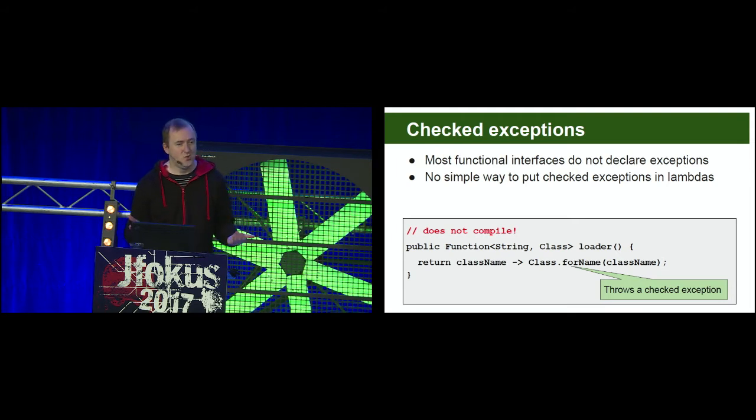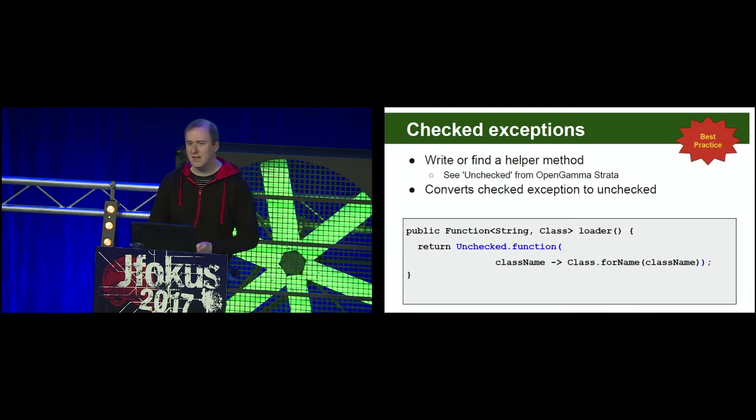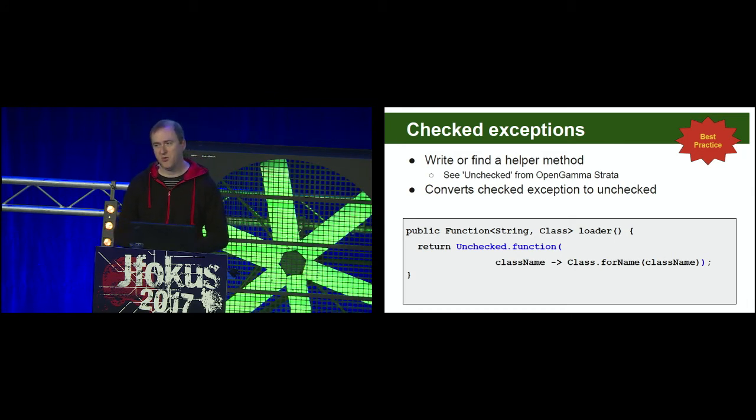So the question is, what do we do about this? Well, it's actually not so bad. What we need is a helper method of some kind. Either you write it yourself, or you find a project that has one. In Strata, obviously, we wrote our own. There's other libraries out there that have them. And it just converts checked exceptions to runtime exceptions. Because we all hate checked exceptions, right?